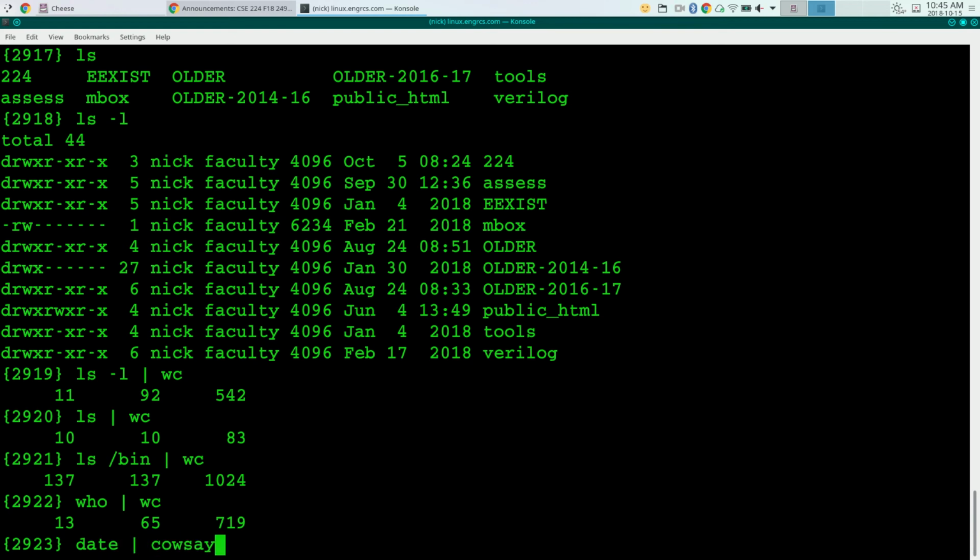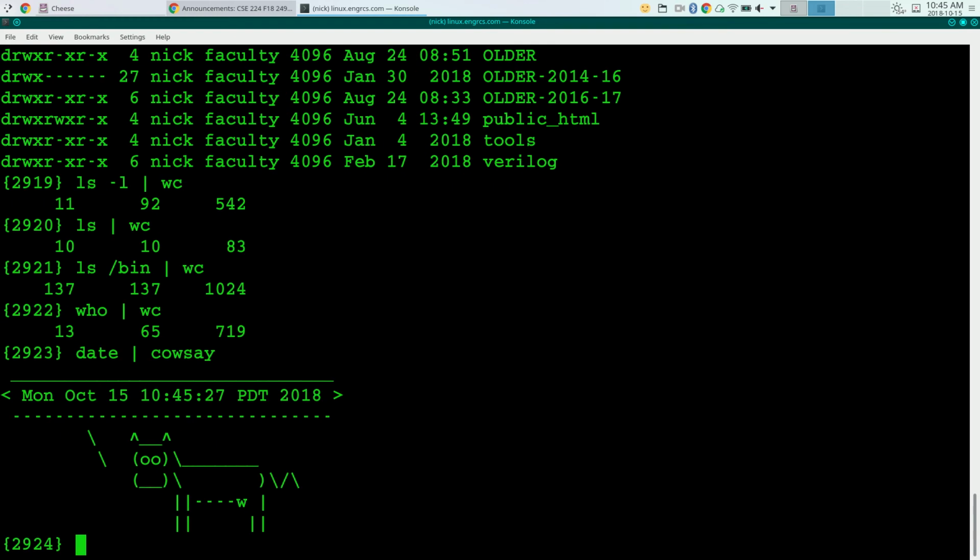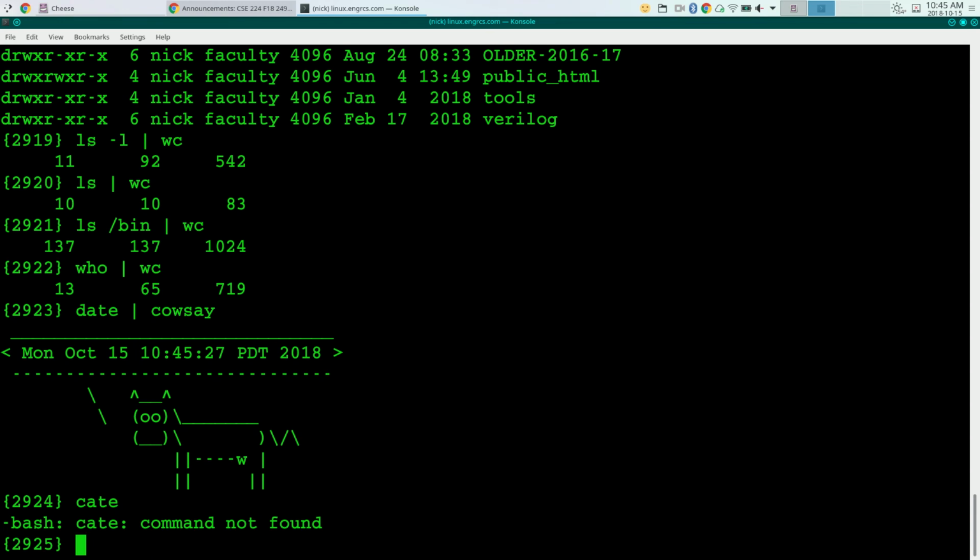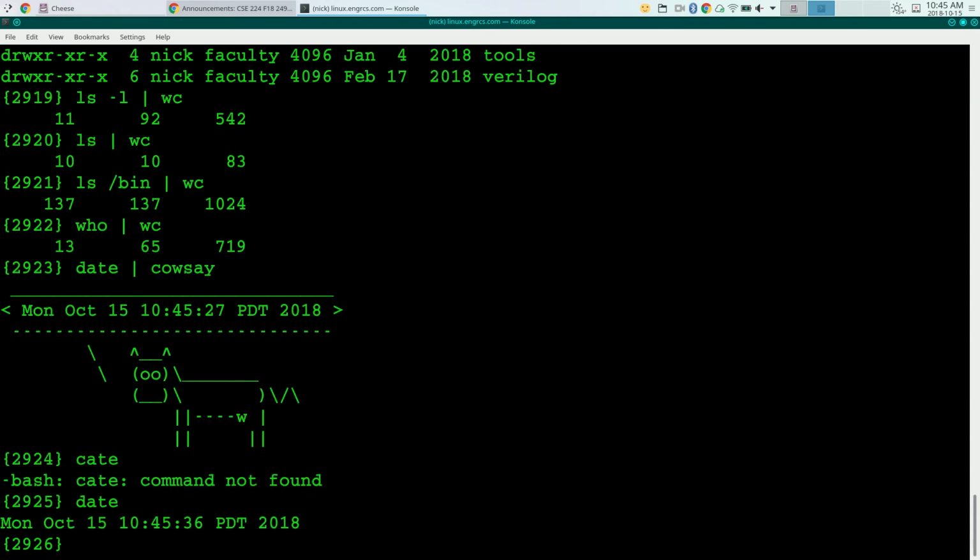I don't know if this will work. There we go. So I took the date command, and date normally displays on standard out what the current date is. But I said date, pipe it into cowsay, and it said, okay, instead of displaying date on my display, send that to the input of the cowsay command. And cowsay read the date, and then my cow said what the date was.